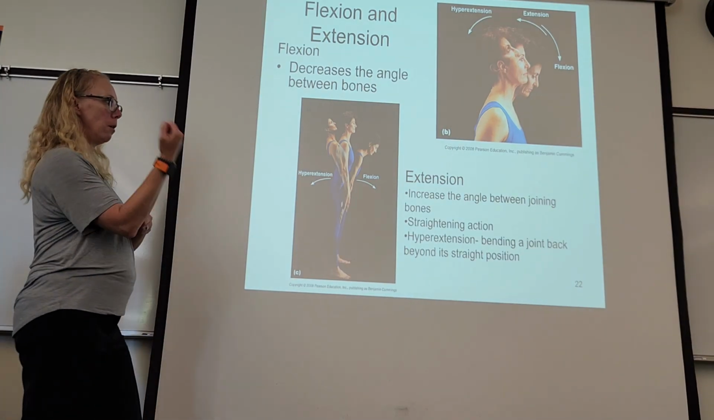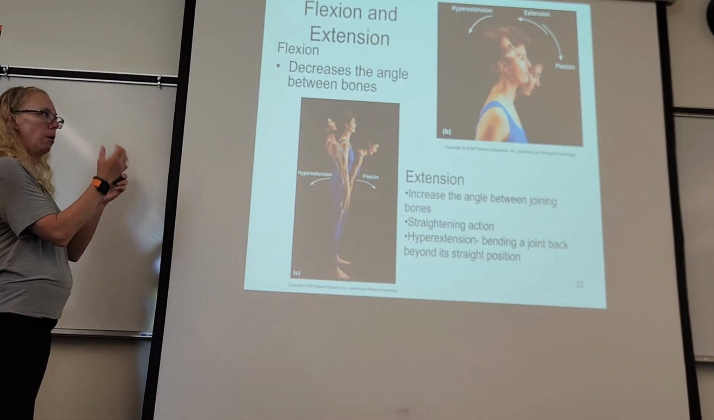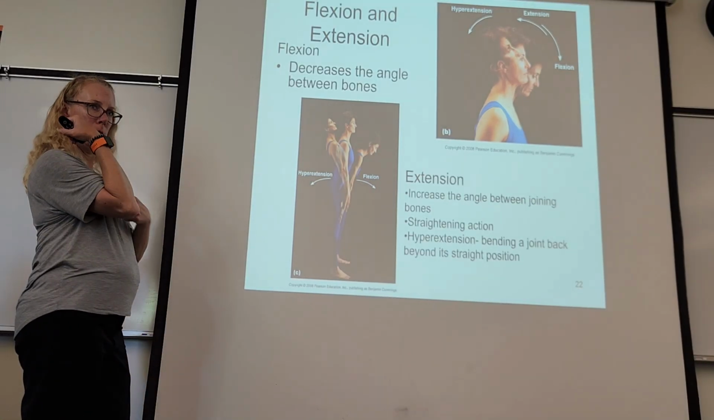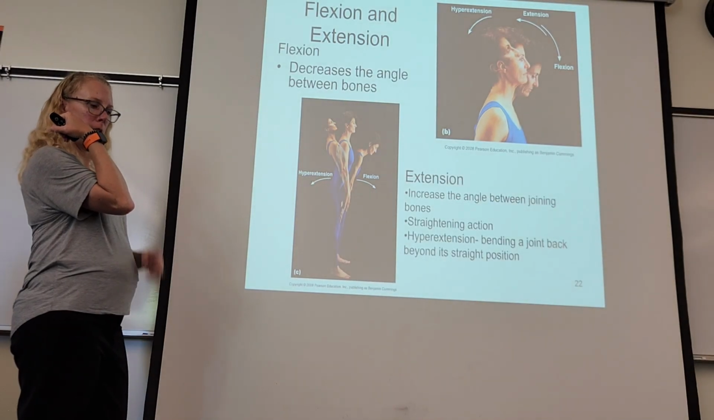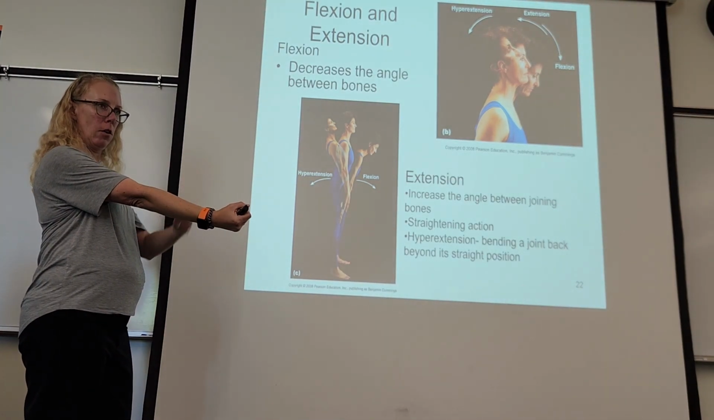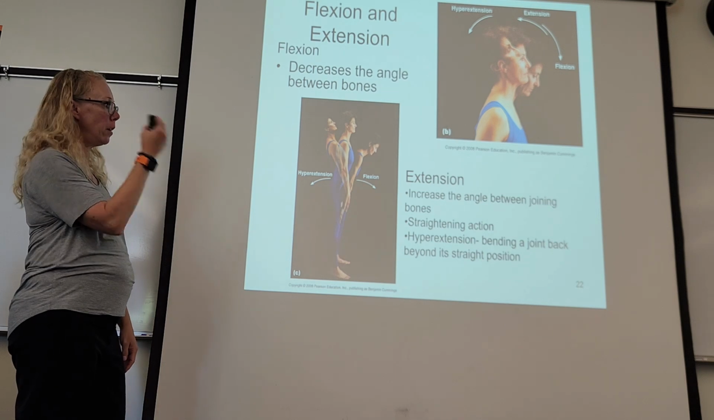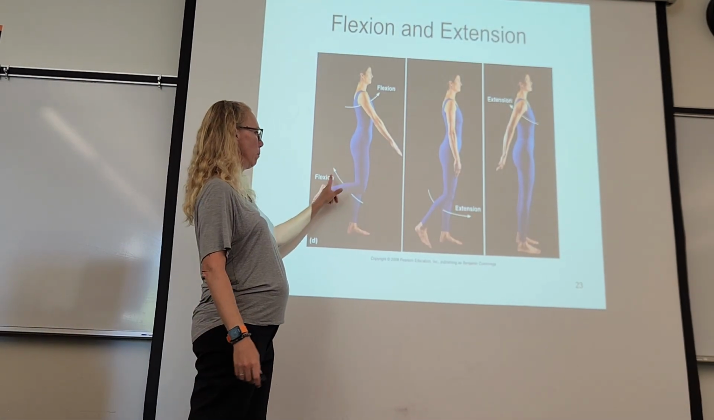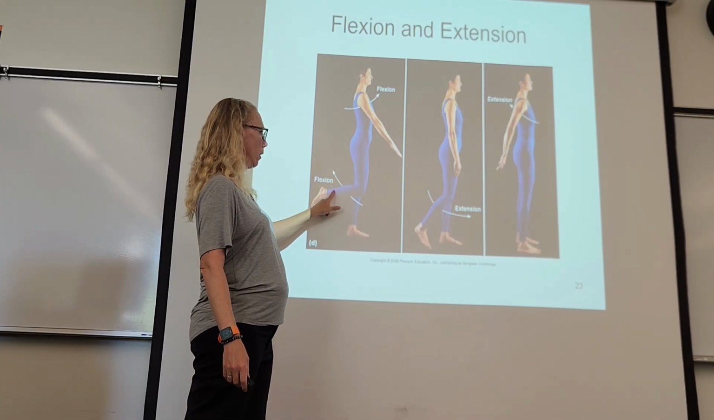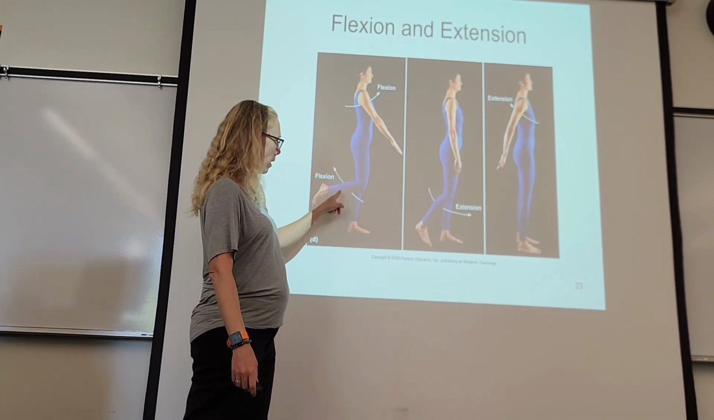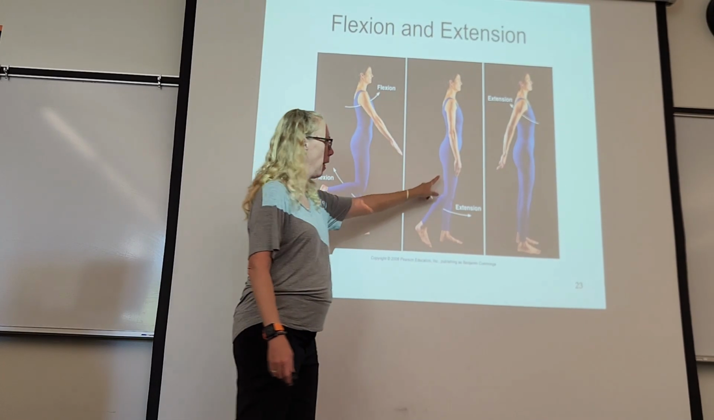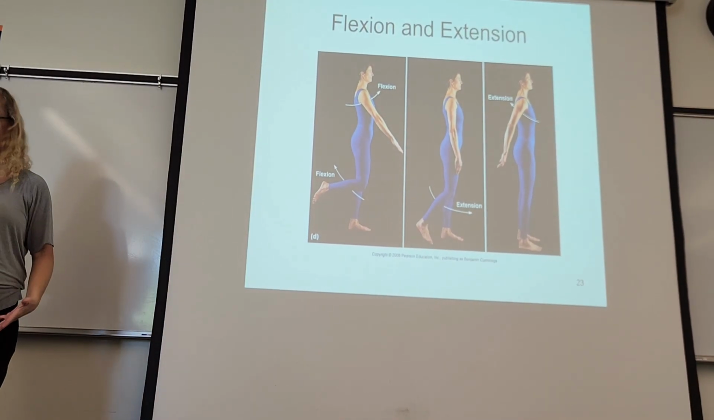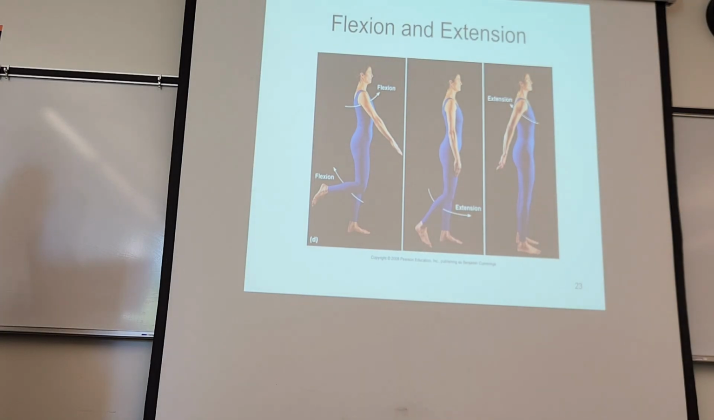Same thing with the elbow. If you flex the elbow, the angle between your forearm and your arm gets smaller. If you extend it, the angle gets larger. Same thing with the knee. If you flex the knee, bringing your heel to your butt, this angle gets smaller. If you extend it and straighten your knee back out again, that angle gets larger. So that's just the definition of flexion and extension.